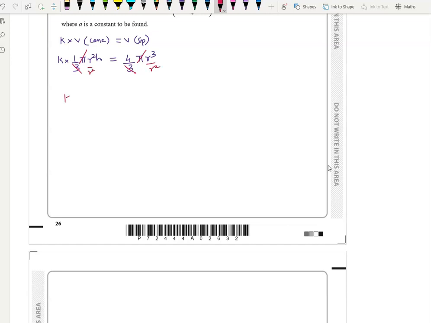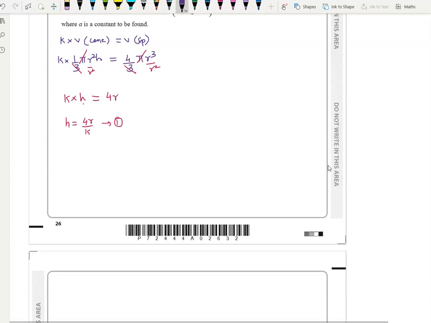So here you are left with k, r square will get cancelled, you will get h, and here you are left with 4. R cube over r square, subtract the powers, you get only 4r. I want to find the value of h, so h will be 4r upon k. Okay, now this is what we got from the information given. Now we need to find the value of L in terms of r or k.